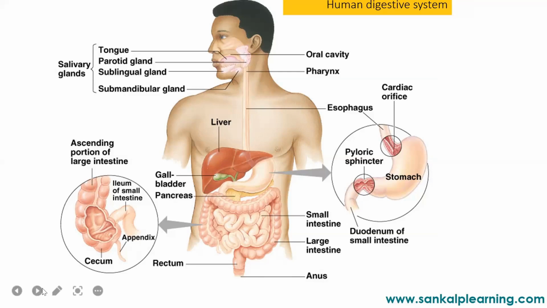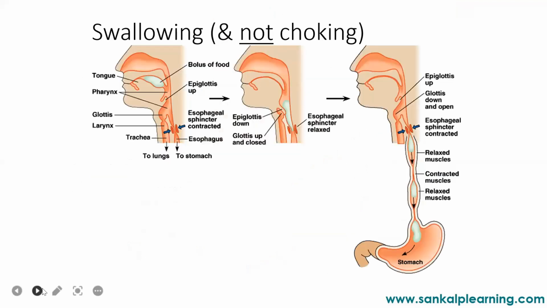Then, the first step is swallowing. Swallowing means, when the food is broken down into several particles using your teeth, those particles are converted into a ball-like structure, which is called bolus. That bolus has to go inside our body through the food pipe. That process of taking the bolus inside is called swallowing.